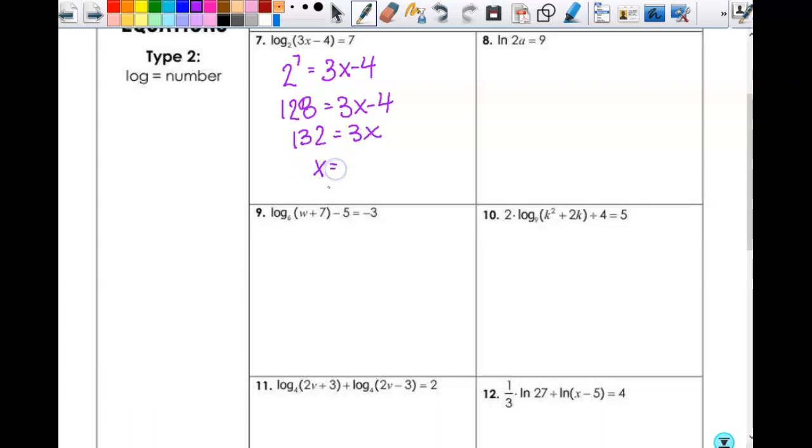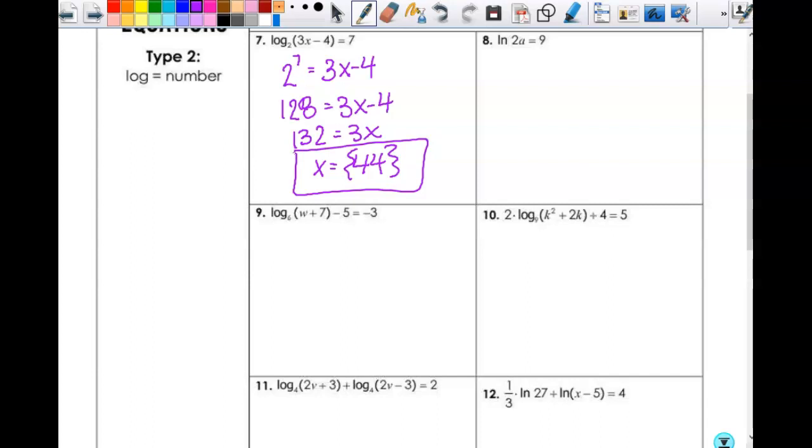X equals 44. All right, so when I substitute that back in, 44 times 3 minus 4 is definitely going to be positive, so I'm good. Easy enough.